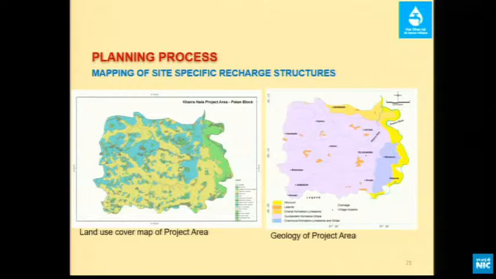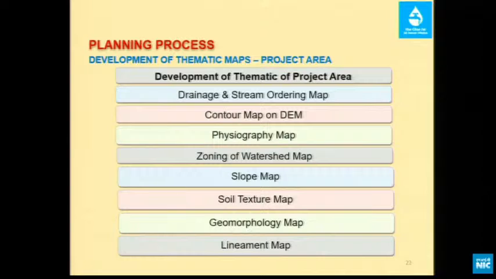So it is a very plain land, and it is not coming in the forest area. So it is revenue land. Based on that decision, this is the land use pattern that will be derived. And based on that, now we are going to develop decision-making thematic maps.